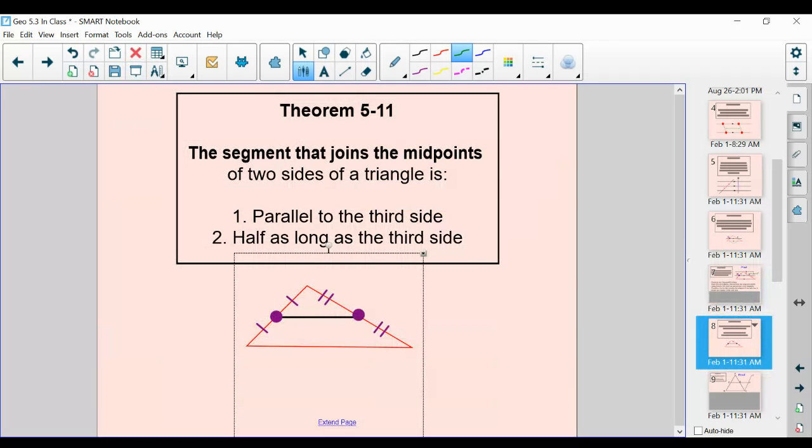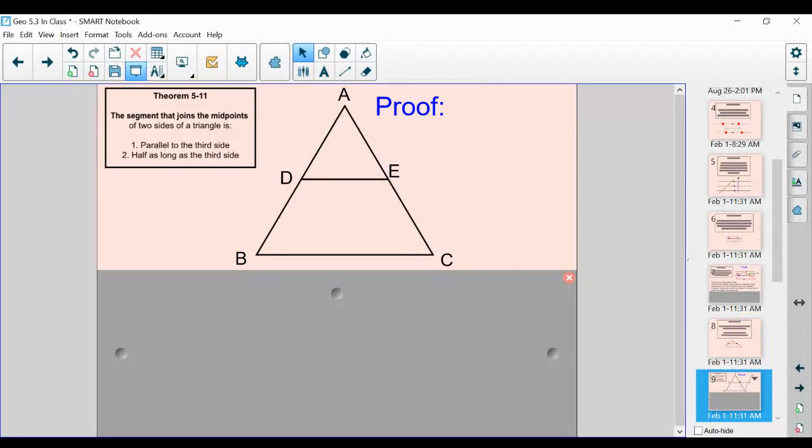So theorem 5-11, again, we don't refer to them as 5-11, 5-9, 5-10, but just for the aspect of time, I'm just going to be referring to them as it. So we have two pieces of information that we are given in this theorem. The segment that joins the midpoints of two sides of a triangle is one, parallel to the third side, and two, it's half as long as the third side. So let's talk about the geometric proof of these pieces here.